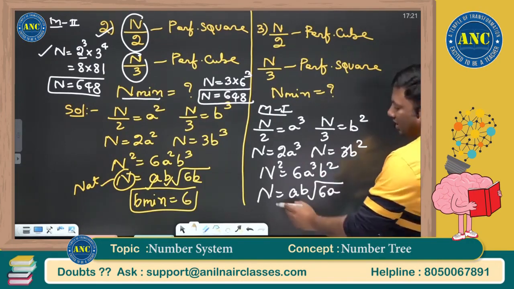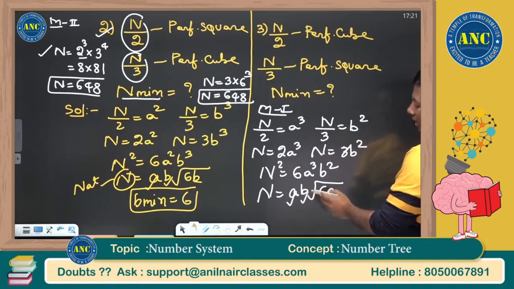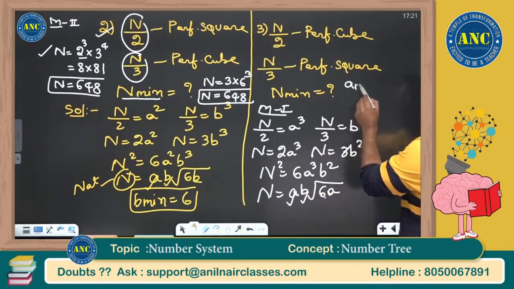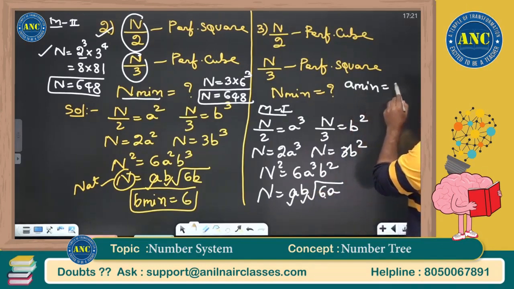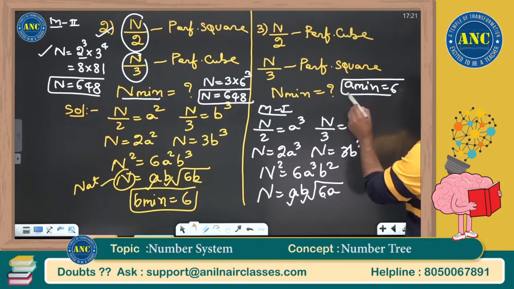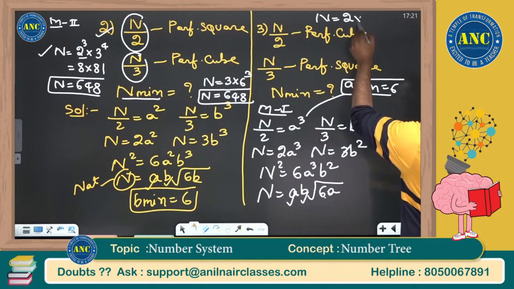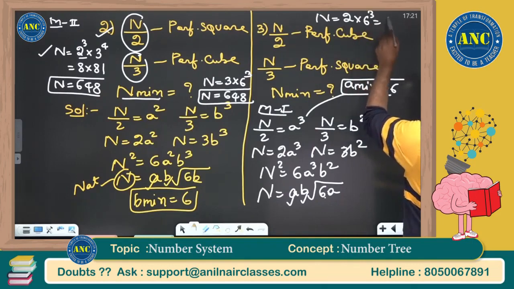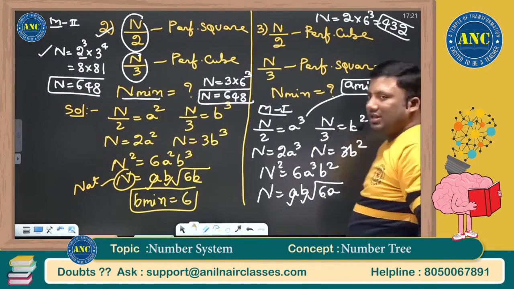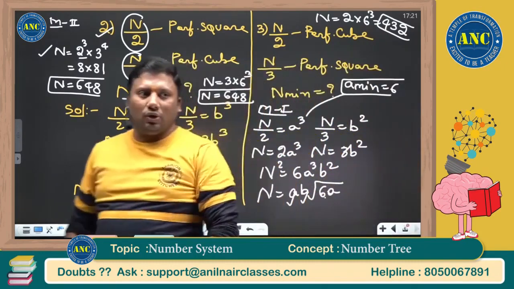Under root 6a. I want the minimum value. Natural number, natural number. So a minimum has to be 6. If a is 6, then n is nothing but 2 into 6 cube, which is 216 into 2, which is 432. Answer is nothing but 432.